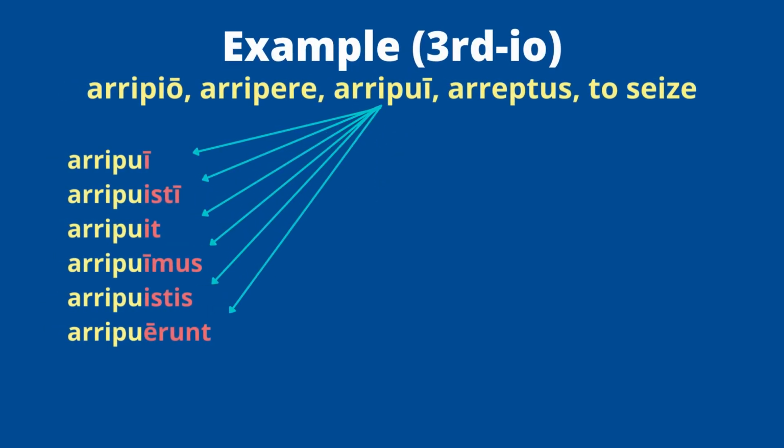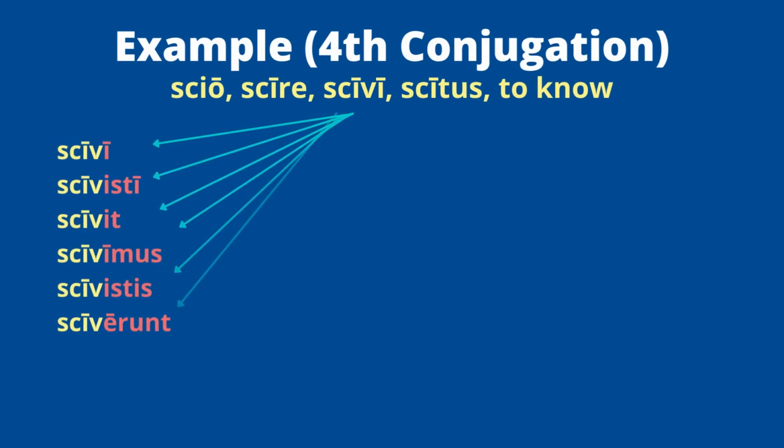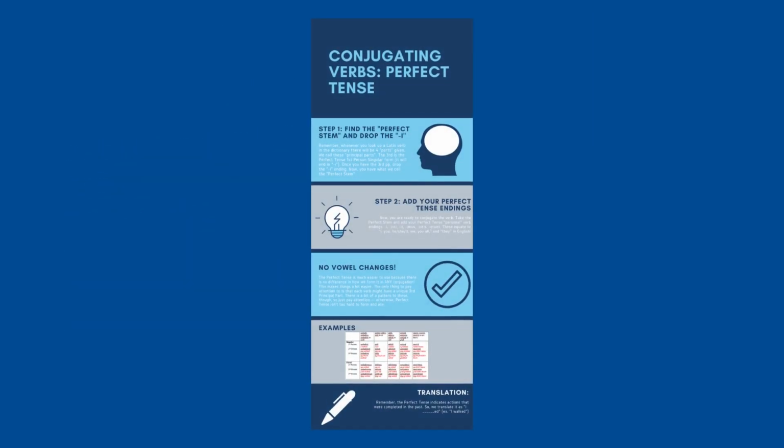Okay? Here's the third io. Again, same process. It's going to be very repetitive. Go to the third principal part, drop the long I, add your endings, and you're all set. Here's an example of a fourth conjugation. Scio, scire, to know. Sciv, third principal part, drop the long I, add your endings, and you're saying I knew, you knew, he, she, it knew, and down the line. So again, it's pretty straightforward.